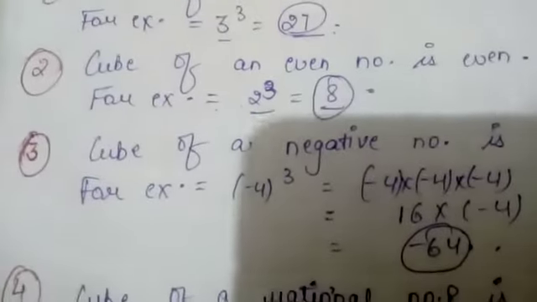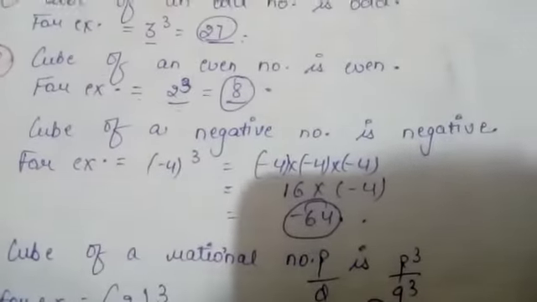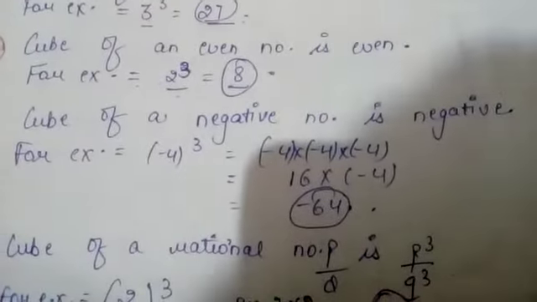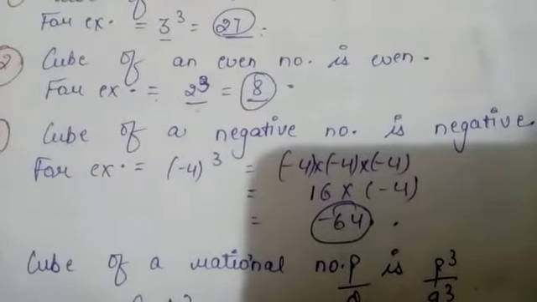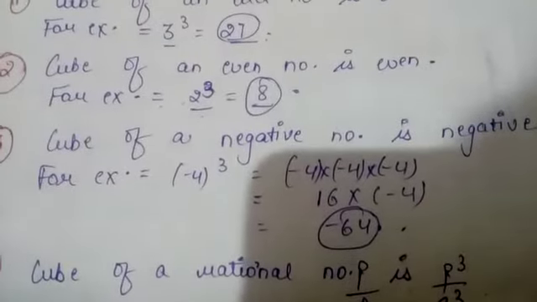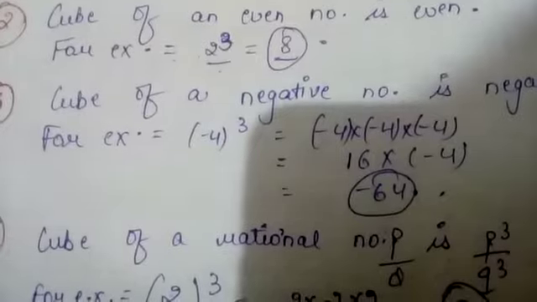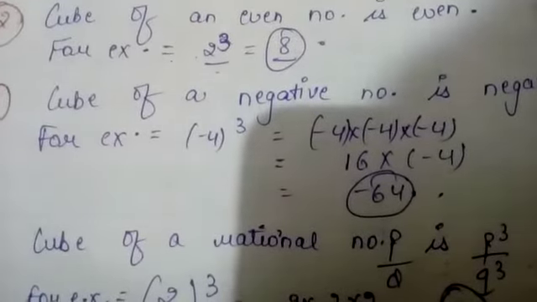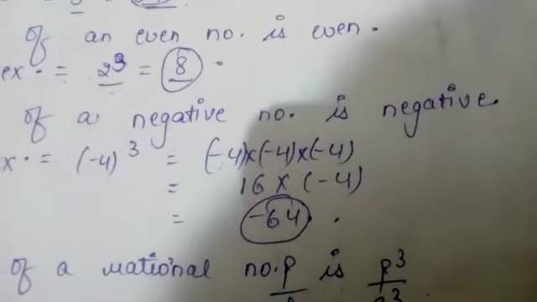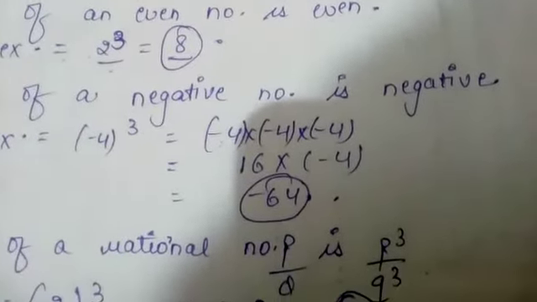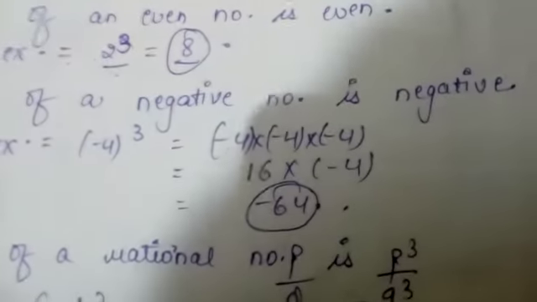Okay. Third property, the cube of a negative number is negative. It means if we find the cube of a negative number, the cube of that number would be negative. Okay, for example, we take minus 4 to the power 3, means minus 4 cube. So what do we do here? Minus 4 into minus 4 into minus 4, we obtain minus 64. Okay, so the cube of a negative number is negative.